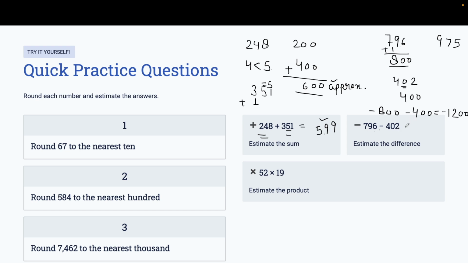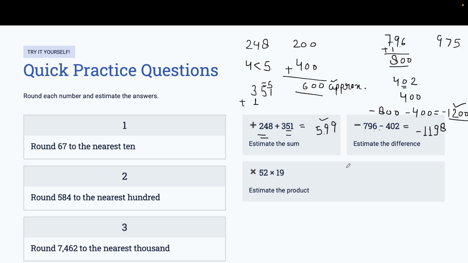If we calculate the actual answer, it is 6 plus 2 is 8, 9 plus 0 is 9 and 7 plus 4 is 11, minus 1198. And the estimated answer is minus 1200. Okay.